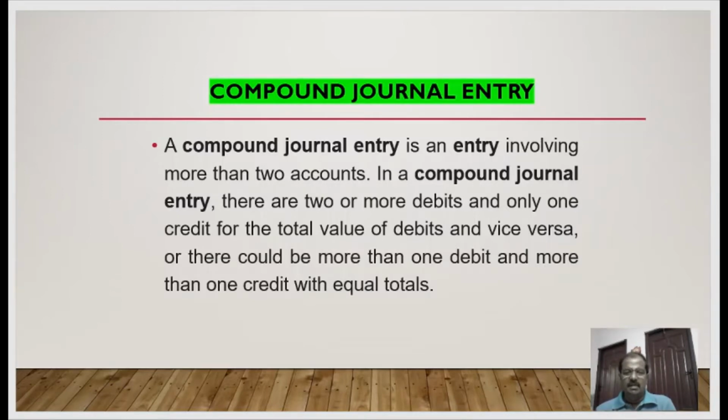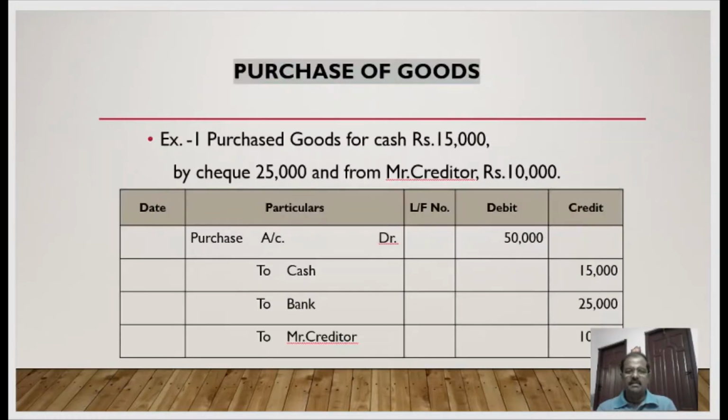Third one, there could be more than one debit and more than one credit also with the equal value. In this, even though there are more than one debit, the total of more than one debit and more than one credit total should be equal. So that is the third situation. So different compound journal entries you have. Anyway, more than one debit and more than one credit entry, that you need to remember.